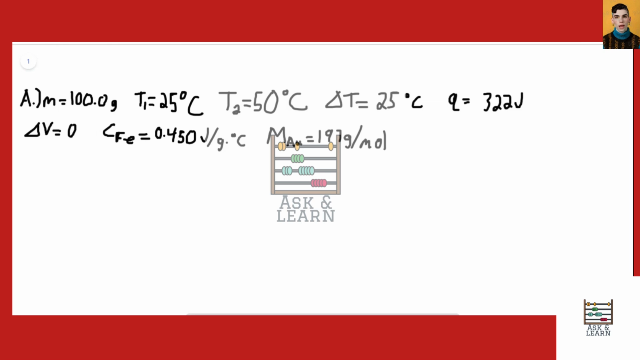All right, guys, we're doing problem 54 in chapter 5 of Chemistry Essential Science. Consider the data about gold metal in exercise 5.26. We have a 100-gram piece of gold that's heated from 25 degrees to 50 degrees and absorbs 322 joules of heat at a constant volume. Based on the data, calculate the specific heat of Au. So we're going to use Q equals mc delta T, and solve for c here.